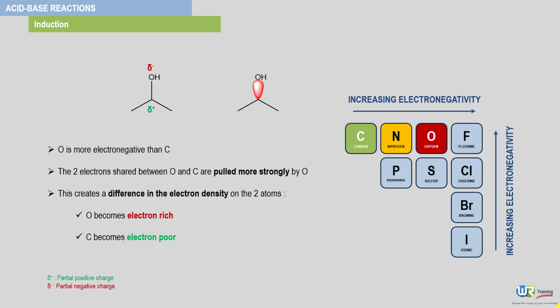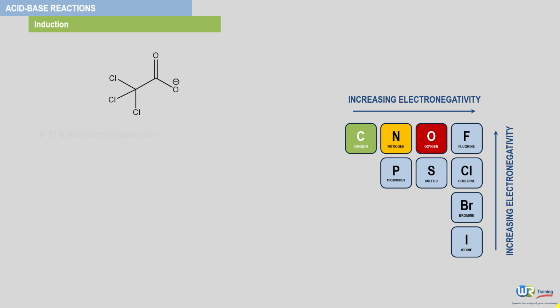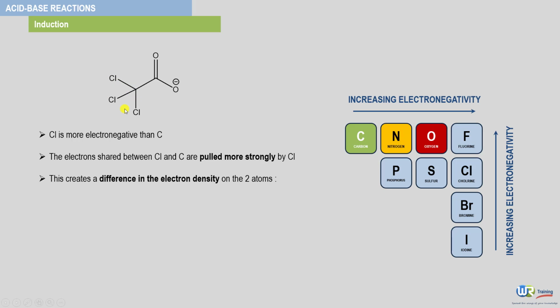Now back to our example. We know that chlorine is more electronegative than carbon because chlorine is situated on the right side of the periodic table here compared to carbon. And for this reason, the electrons shared between the carbon here and the 3 chlorine will be pulled more strongly by chlorine atoms. This will create a difference in the electron density on the 2 atoms, making the carbon atom here an electron-poor atom.